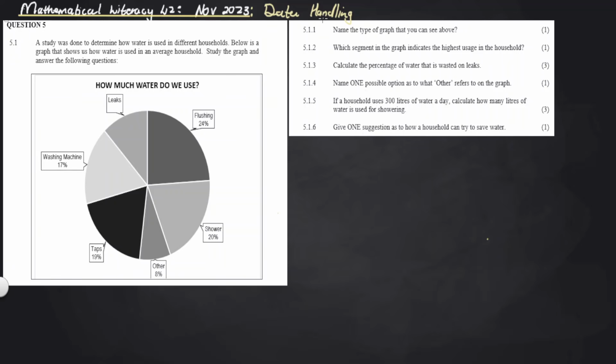All right, I've dealt with question 1, that's module 1. I've dealt with question 2, it was about module 2. I've dealt with question 3, it was all about module 3. Now I'm doing question 5, it's all about data handling.